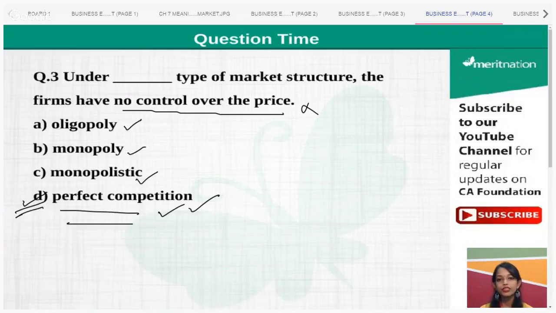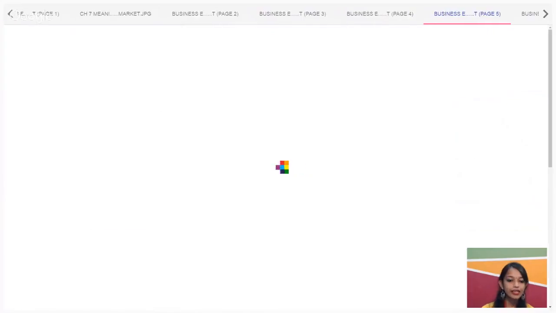Monopolistic, there are a large number of sellers, but the goods are heterogeneous. I mean, they're differentiated goods. That's why they can again decide their own prices. Ritik, oligopoly, where there are few sellers and a large number of buyers. Okay, next, guys, next question for the day.